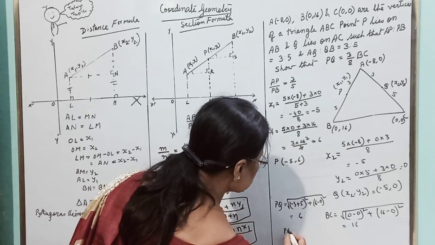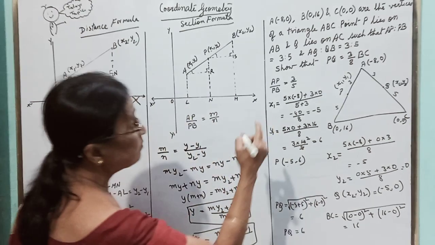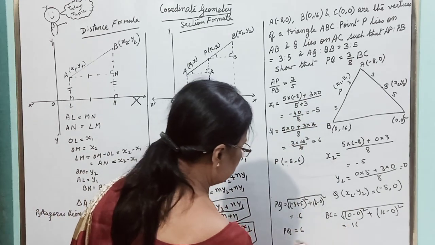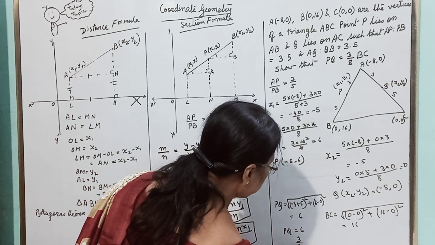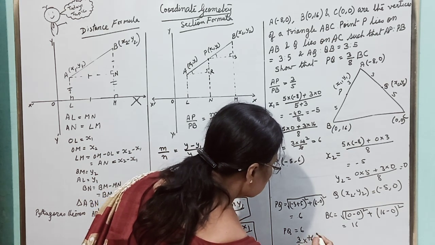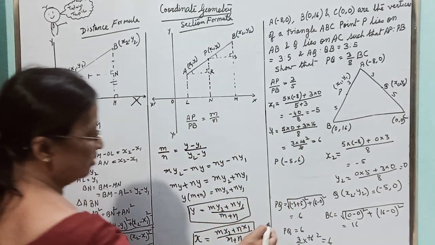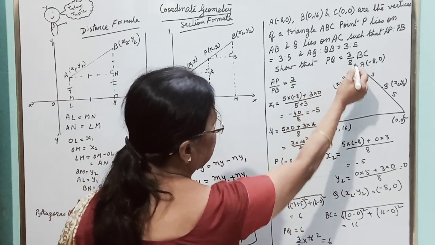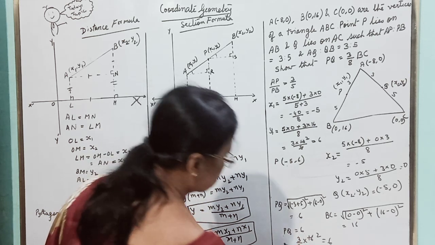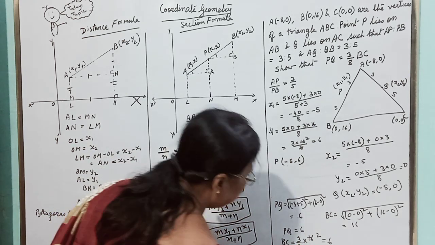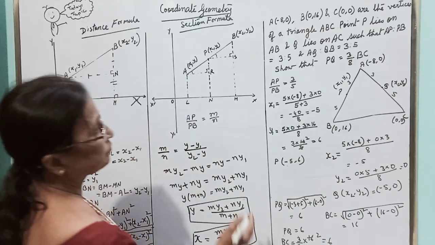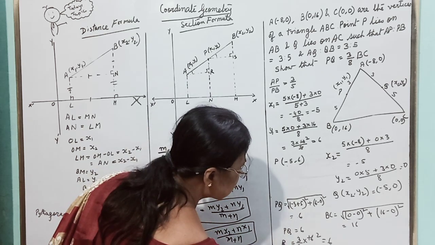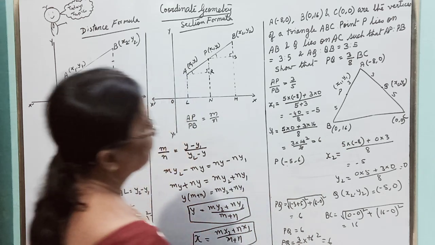Now PQ is equal to 6, I got. Let me see whether it is coming 3 by 8 of BC. BC is equal to 16. So 3 by 8 of 16 is 6. So our answer is correct. So this is PQ is 6 and this is 16. We have proved that PQ is equal to 3 by 8 of BC. PQ is equal to 6, so I got PQ as 3 by 8 of BC. So our answer is correct.